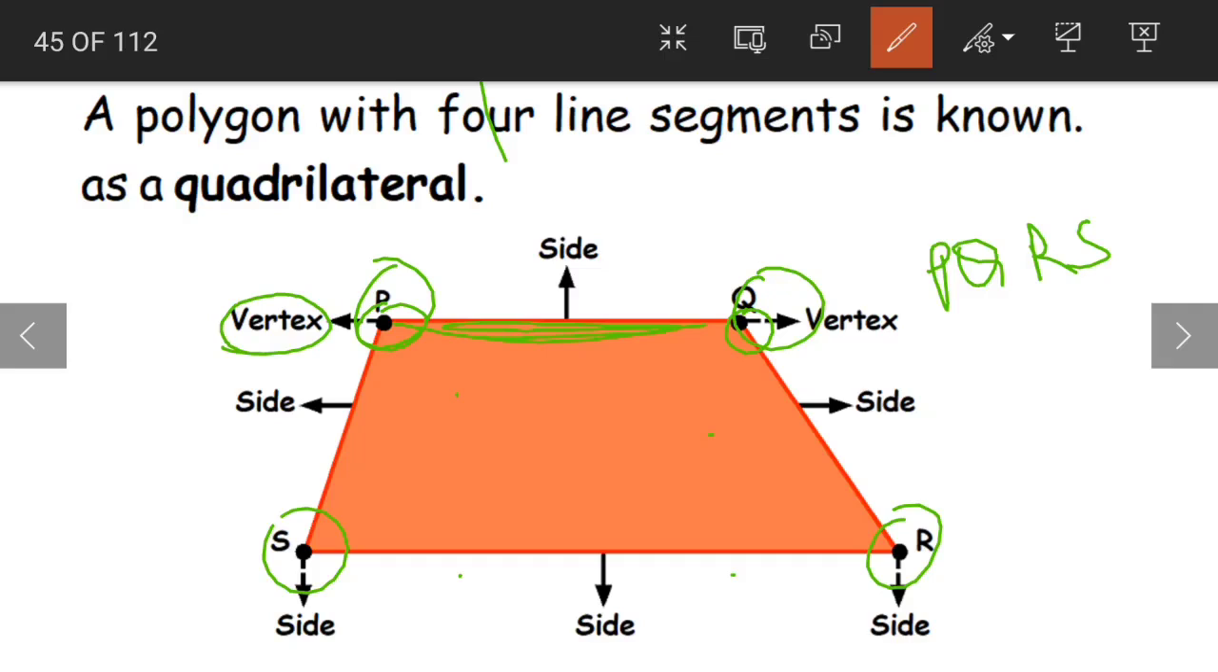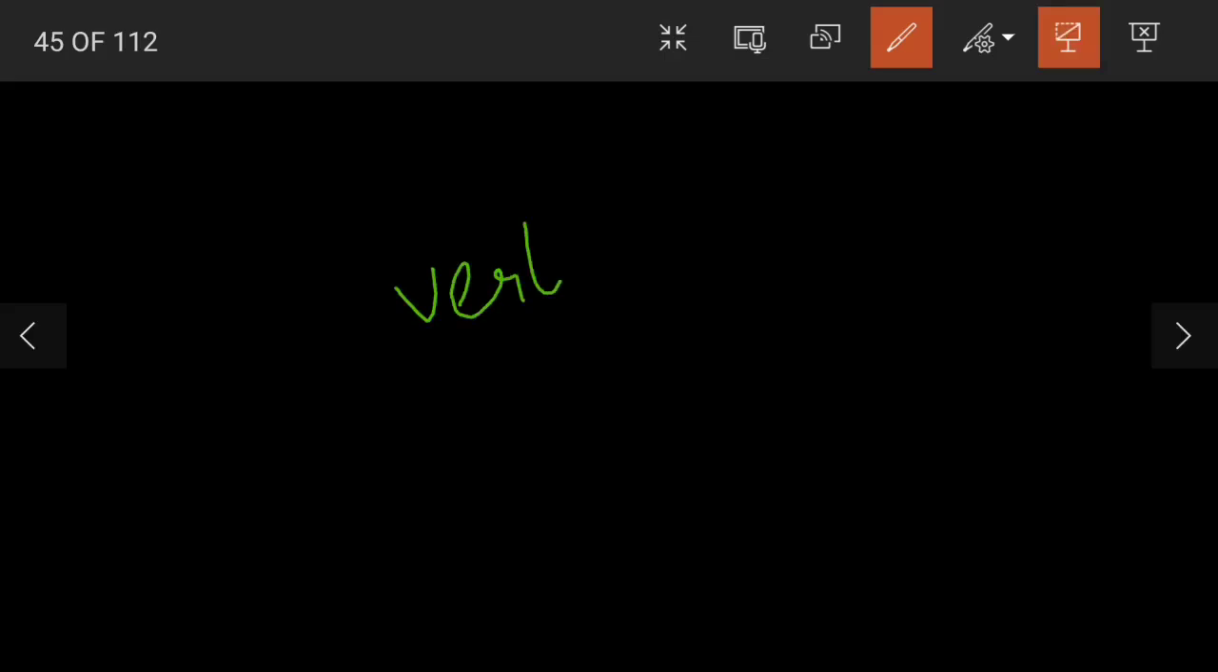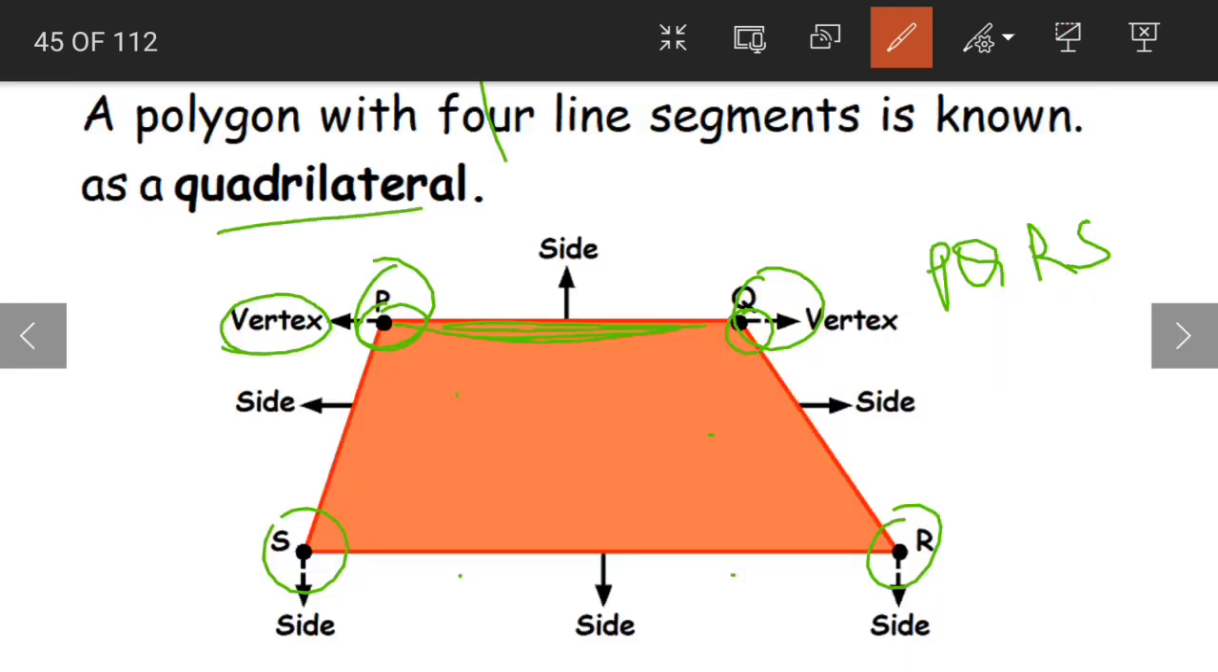Vertex is nothing but the singular. When we have more than one vertex, we call them vertices. That is the plural. Vertices. Understood, children? Vertex and vertices. Now we name a quadrilateral using the names of its vertices. So PQRS is called the quadrilateral PQRS.